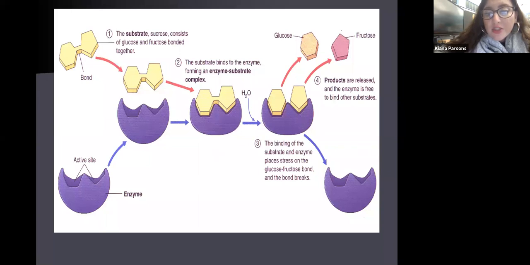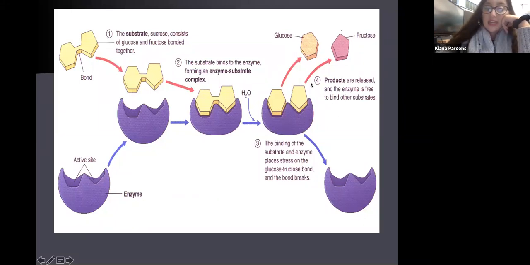So the binding of the substrate and the enzyme places stress on the glucose-fructose bond, and the bond breaks. So as a result of that enzyme substrate bonding, at the active site, the bond between these two monosaccharides is broken. That's where we see that the substrate has been altered, has been changed by this reaction. The products are released, and the enzyme is free to bind to other substrates.